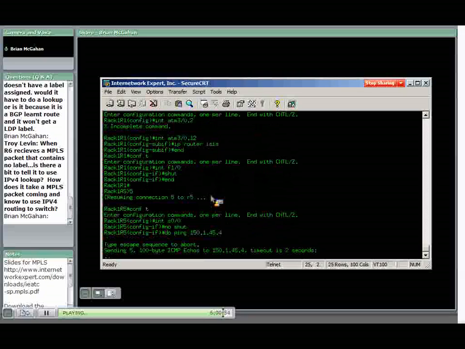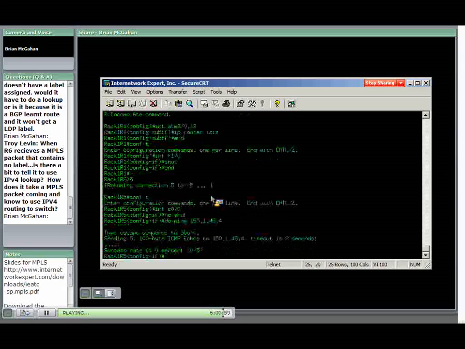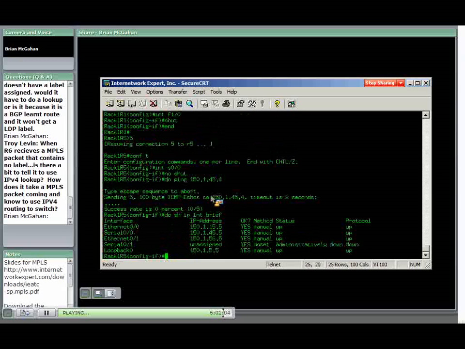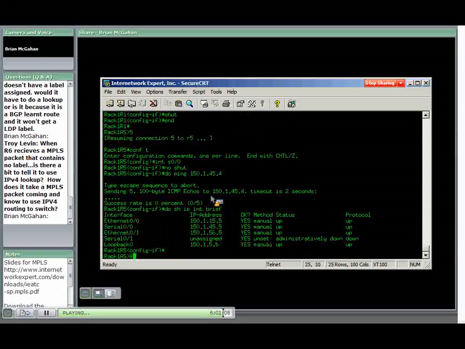Okay, now on the connection over to router 2, we'll say IP address 150.1.29.9/24. We're running IS-IS, and we're running MPLS, tag switching IP.